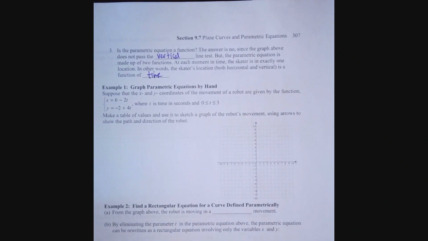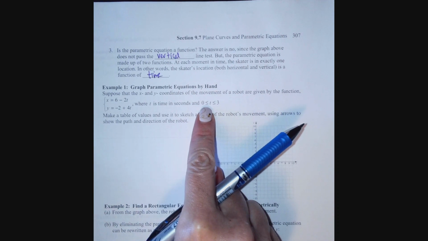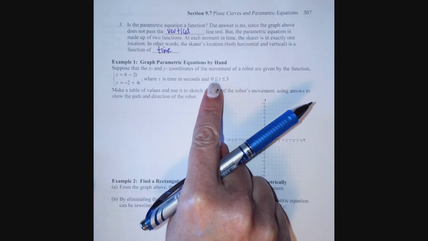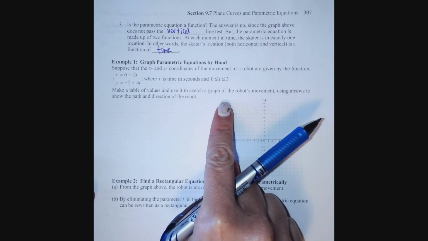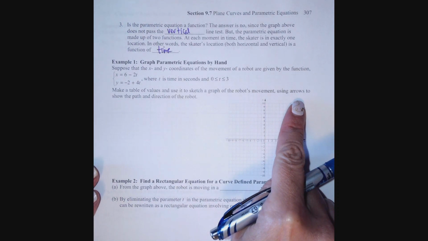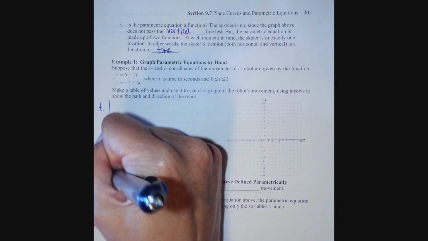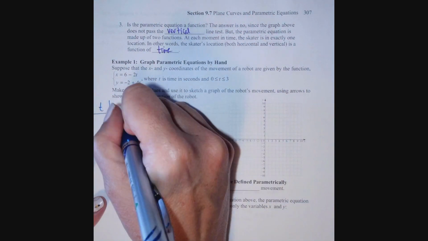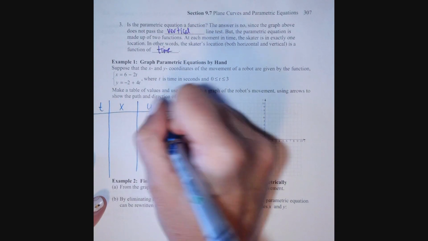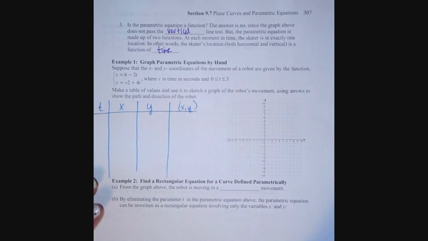Okay, suppose that we are going to graph the movement of a robot. And the movement of that robot is given by these two functions, where t is time in seconds from 0 to 3. So the robot is going to move for 3 seconds. We need to make a table of values and use it to sketch the robot's movement, showing directionality with arrows along our path. So we are going to have t that we're plugging in, and then we are going to plug that in for both x and y. And then we want to look at our xy ordered pairs just to keep life simple.